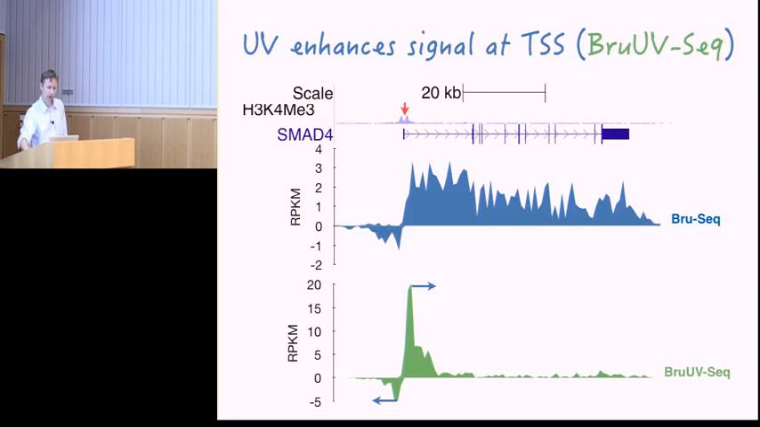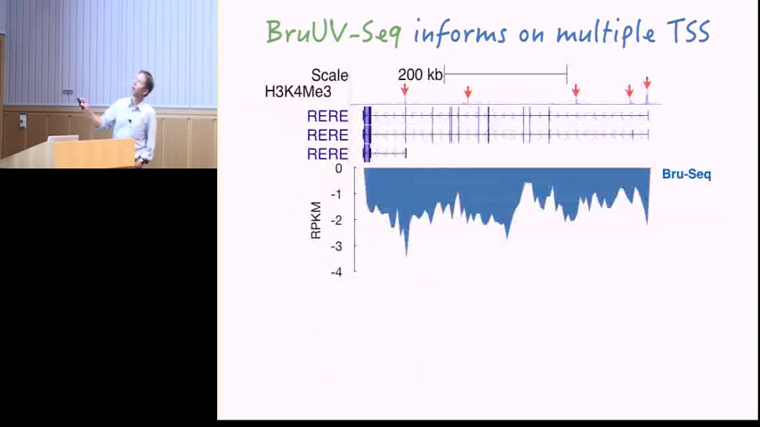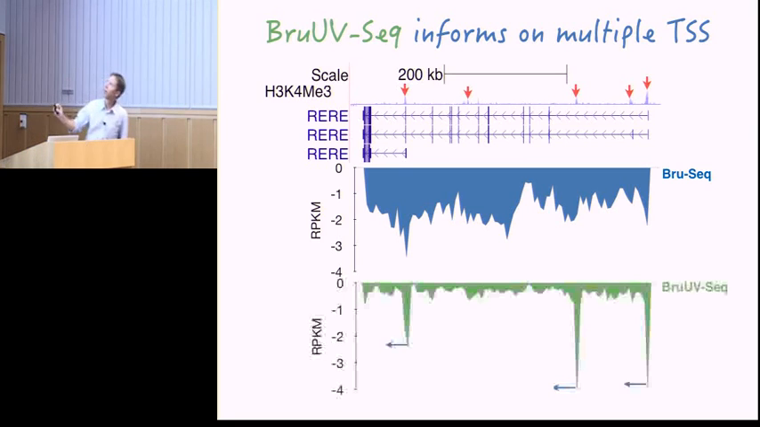We kind of knew this, but if you have a gene that's a little bit more complicated, like this gene, it has multiple potential promoters. And from the Bru-Seq data, it's a little hard to tell. Obviously, it started here, that's one promoter. But what other promoter was used, it's not very clear. But then when you do the BruUV-Seq, it becomes very clear that it used that promoter, and that promoter. So it helps for genes that have multiple potential promoters to actually find out which one is used.